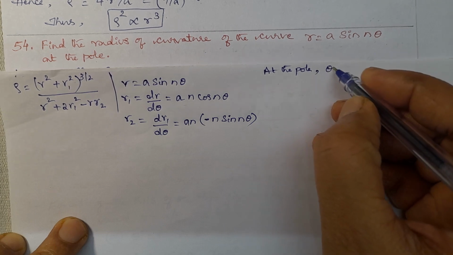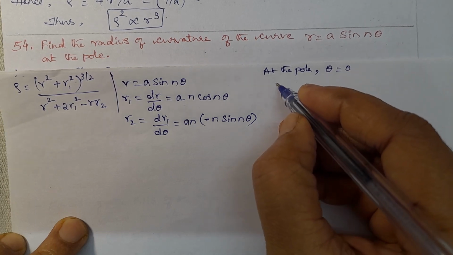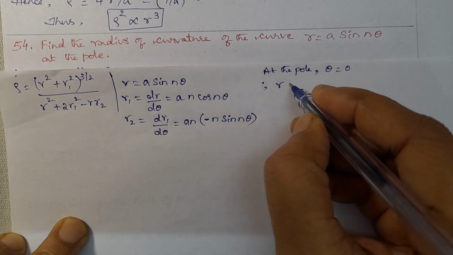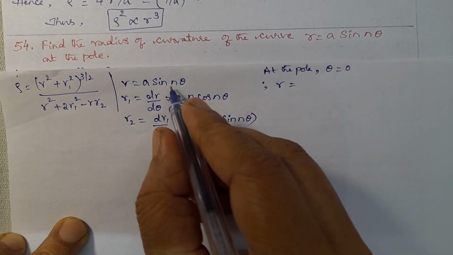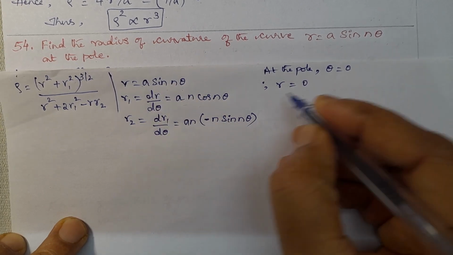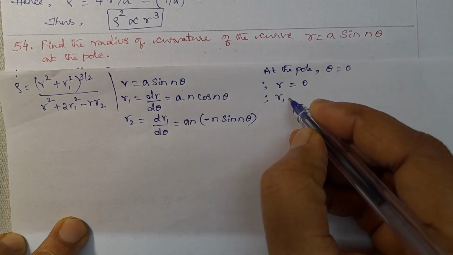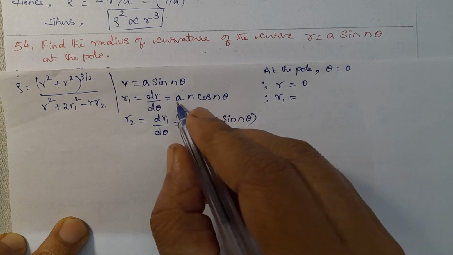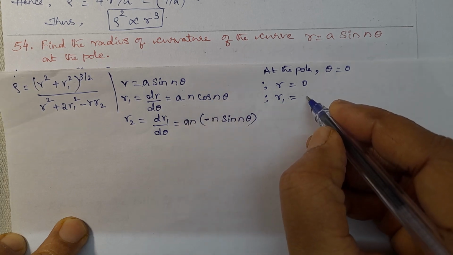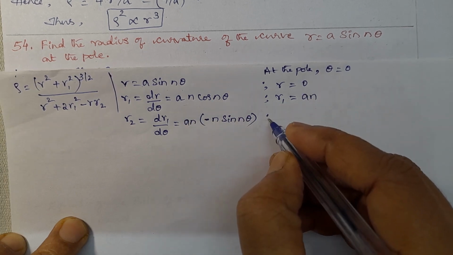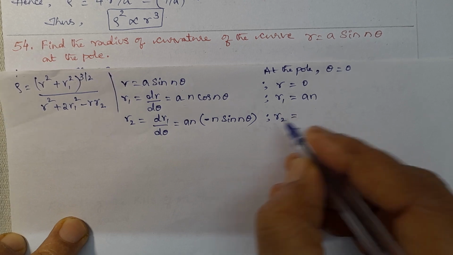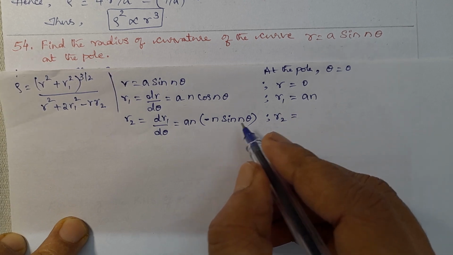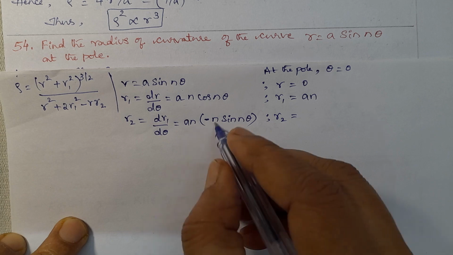Next, at the pole means angle becomes 0. At the pole, theta becomes 0. So then r equal to a sin 0 is 0, 0 into a is 0. Next, r1, cos 0 is 1, 1 into an is an. Next, r2 equal to sin 0 is 0, 0 into anything is 0.